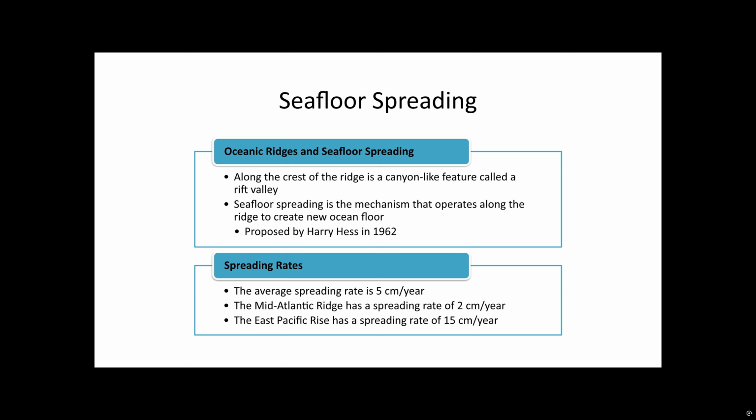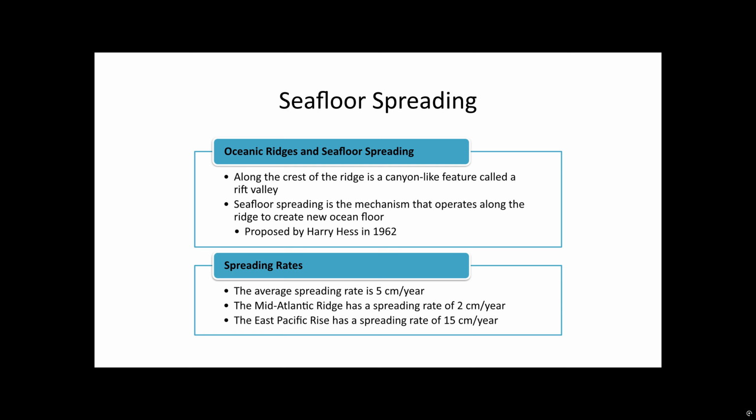So along the crest of the ridge in the middle of the oceans is a canyon-like feature called a rift valley. Seafloor spreading is the mechanism that operates along the ridge to create new ocean floor. Seafloor spreading as a mechanism was first proposed by Harry Hess in 1962. Harry Hess was a naval officer who used sonar during World War II.